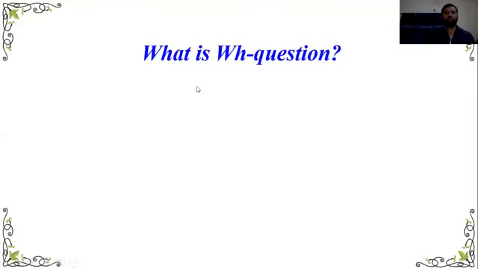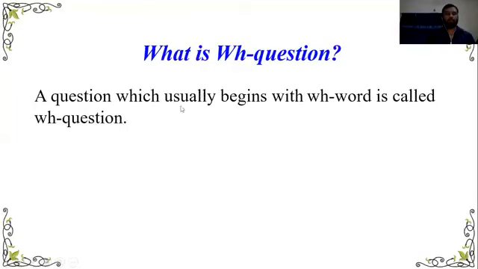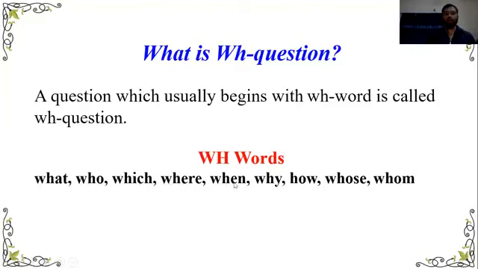Okay, now first let's see what is WH question. We have to know the definition of WH question. Here you see, a question which usually begins with a WH word is called a WH question. Now question is, what is a WH word? Now let's see some WH words. What, who, which, where, when, why, how, whose, whom. These are the WH words, and these words are used to make WH questions at the beginning of the sentence. So you can write down quickly the definition and WH words.